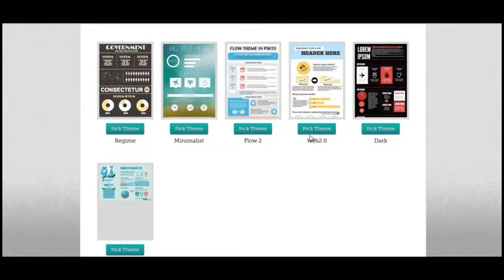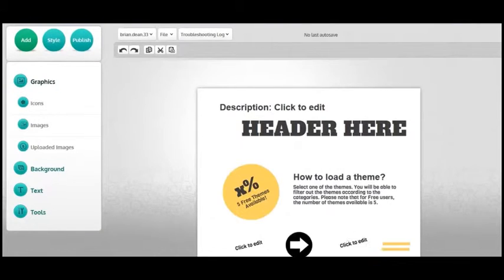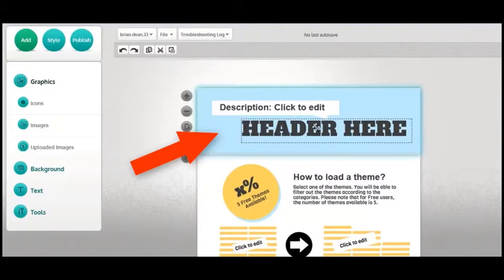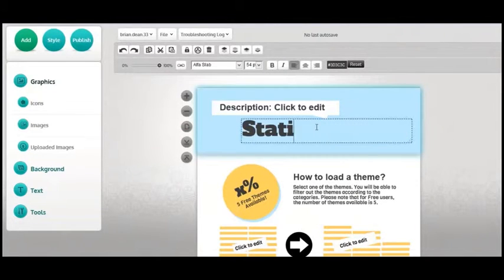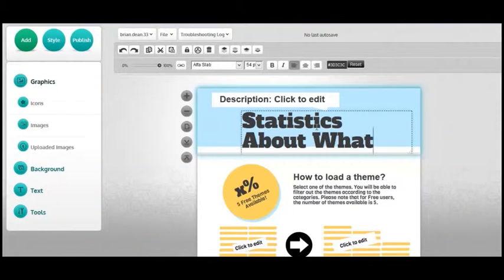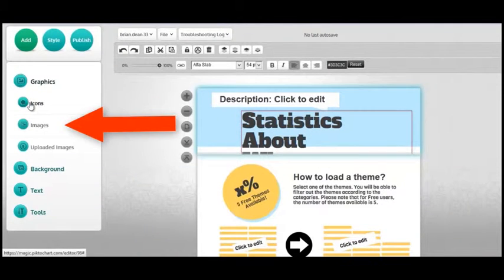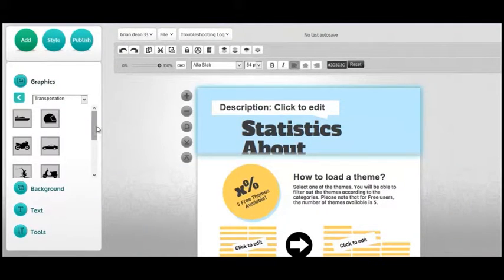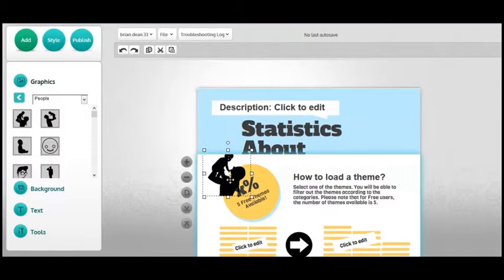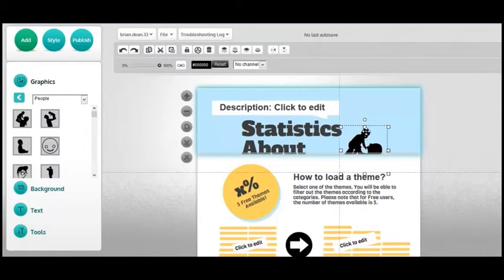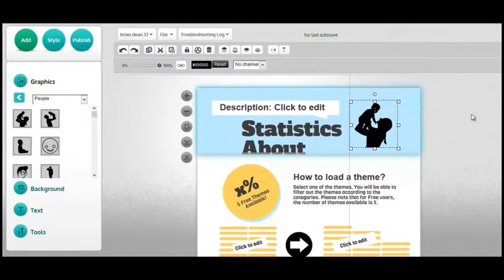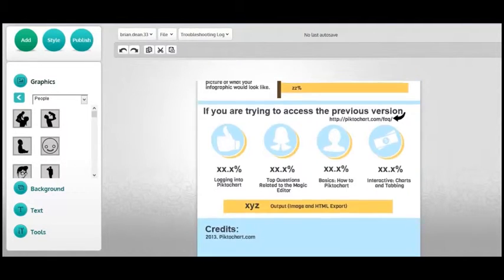So when you see one that looks pretty good, click on Pick Theme, and that'll take you to the Piktochart editor, which is very similar in the sense that you can change the header text to whatever you want. So statistics about whatever, and then you can add images and icons. So if you have some icons that are, let's say, people, if you're doing something about people, or let's say parenting, you could put the image here and then put a statistic next to it, or you could put it as the header or whatever you want. So as you can see, this one's very intuitive.